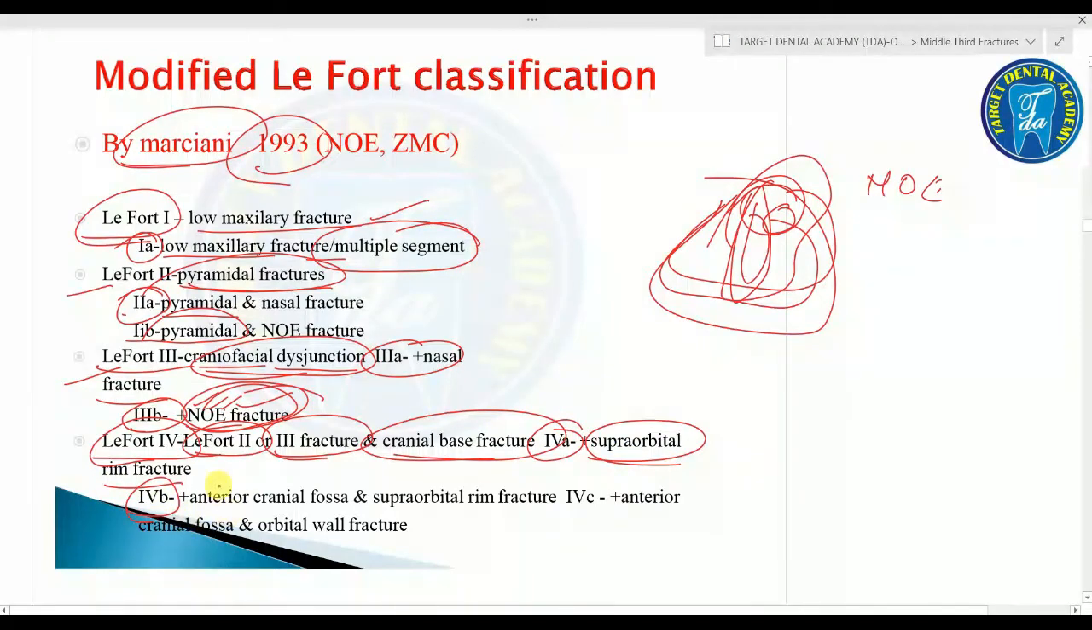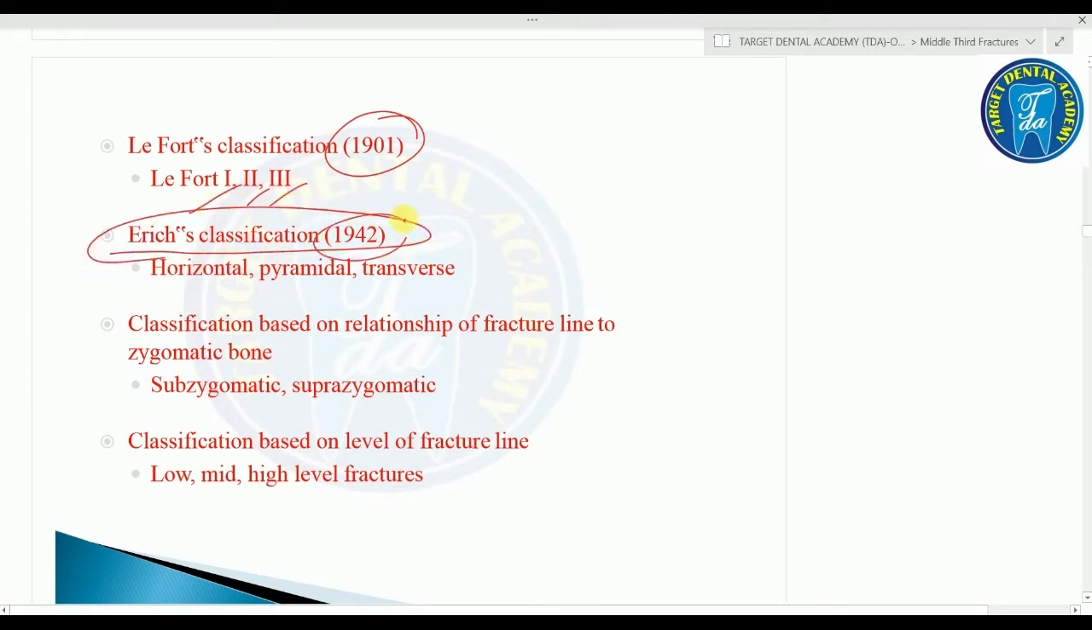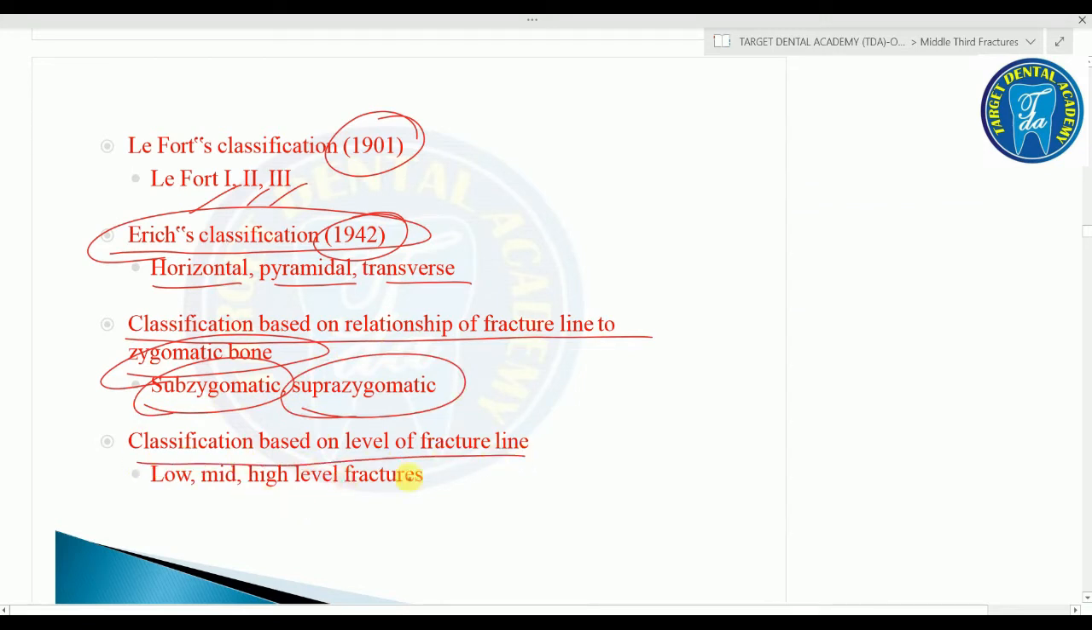While 4B consists of anterior cranial fossa and supraorbital rim fracture, 4C consists of anterior cranial fossa and orbital wall fracture. These are the modifications of the Le Fort classification. The Le Fort classification in 1901 was Le Fort 1, 2 and 3, and Ehret's classification, given in 1942, can be horizontal, pyramidal and transverse. The classification based on the relationship of the fracture line to the zygomatic bone is subzygomatic and suprazygomatic. The classification on the basis of the fracture line is low-level, mid-level and high-level fracture.